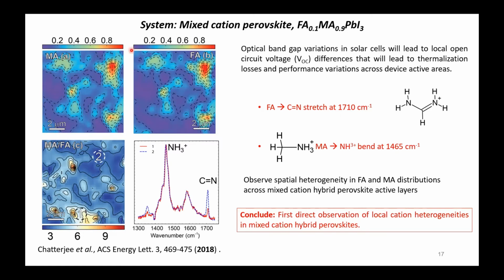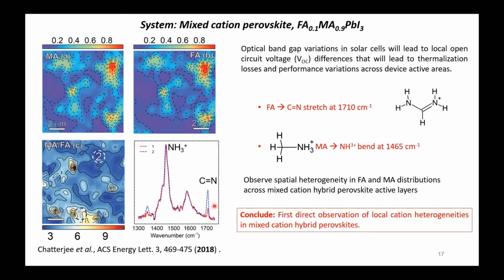Looking at these two maps, there's no obvious difference, but differences are really picked up when we take a ratio map of these two, simply dividing map A by map B and getting map C, the ratio map. And now we can see that, indeed, clear chemical heterogeneity exists. There are some regions in the films that are formamidinium rich, some regions that are methylammonium rich, and this can be further corroborated by local infrared spectroscopy.